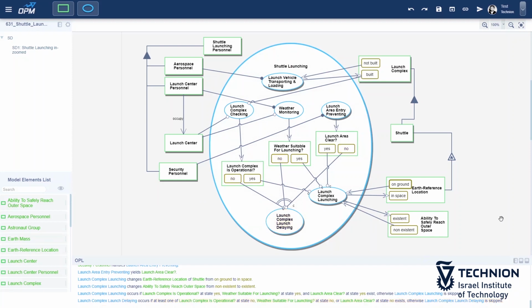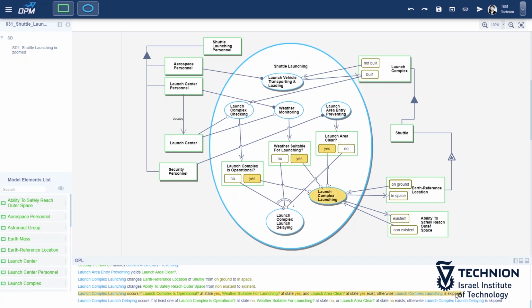Good! Now, let's turn to the conditions required for launch. We wish to express that every one of these conditions is required for launching. We do this using the AND relation, which shows that anything except for all these conditions being fulfilled prevents the occurrence of the process. Logical AND is the default when connecting multiple links to the same process. So this is already expressed and we don't have to do anything.